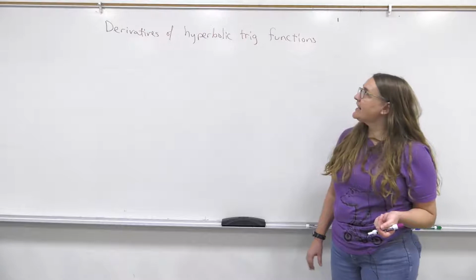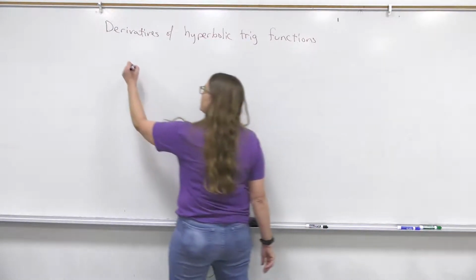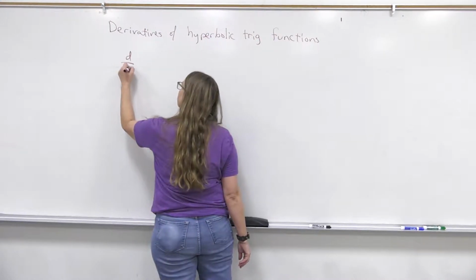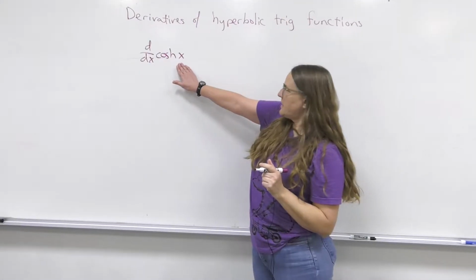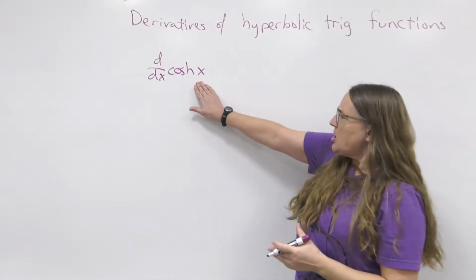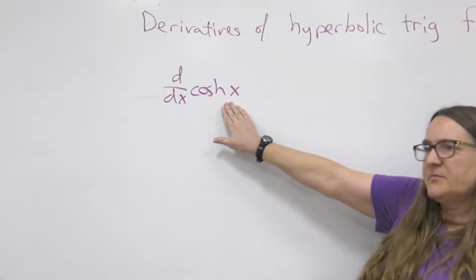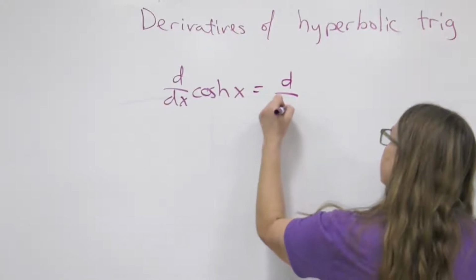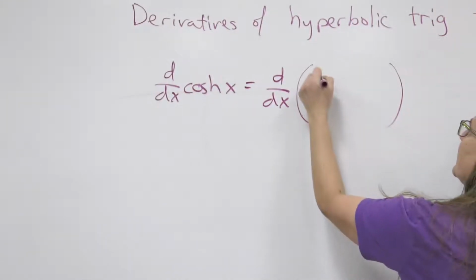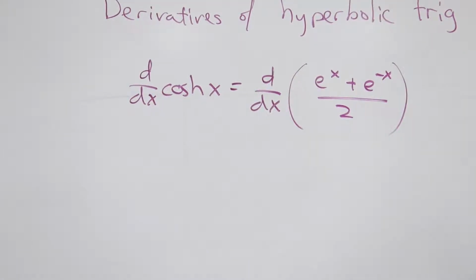Okay, right now we're going to take a look at the derivatives of our hyperbolic trig functions. Let's just start by taking the derivative of cosh of x. Now, eventually, this is going to be a formula that I know. But if I don't know it yet, I want to write cosh in terms of functions whose derivatives I do know. So I can say this is just taking the derivative of (e to the x plus e to the negative x) over 2.